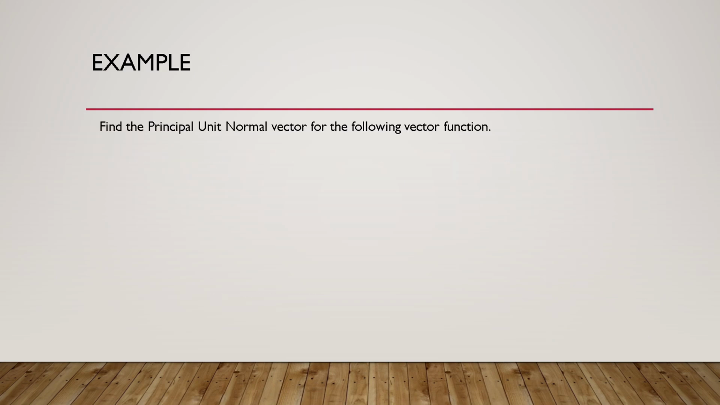For example, find the principal unit normal vector for the vector function r of t equals e to the t i plus e to the negative t j at t equals 0. The principal unit normal vector N of t equals T prime of t over the magnitude of T prime of t. T of t was previously calculated as e to the t i minus e to the negative t j over the square root of e to the 2t plus e to the negative 2t.